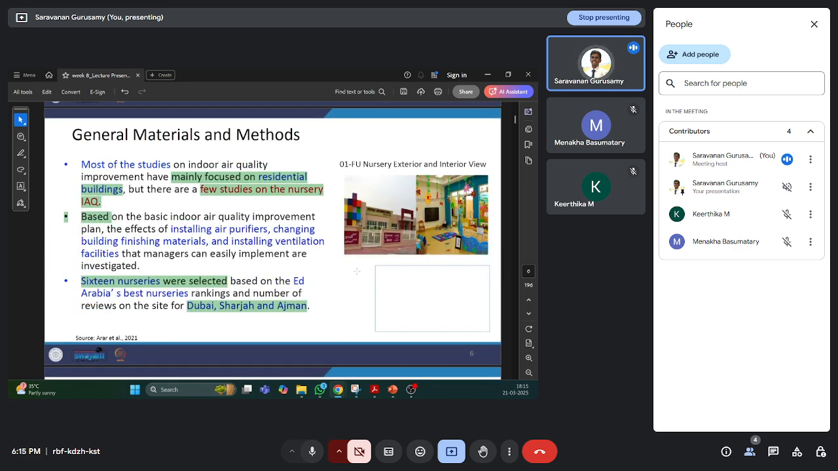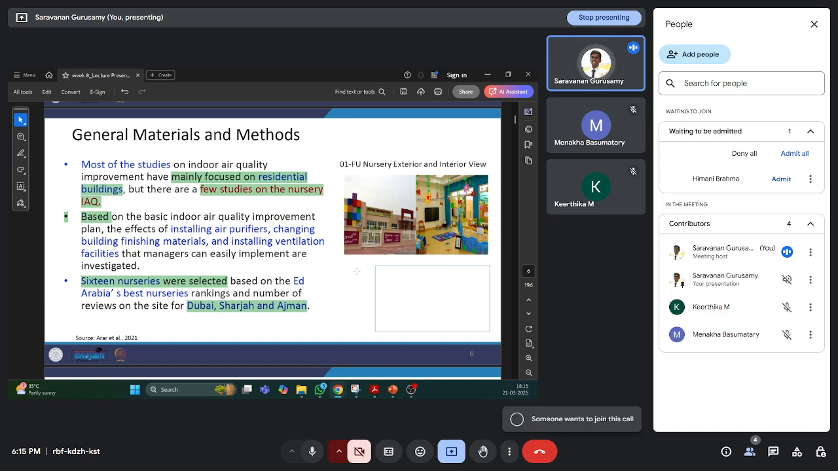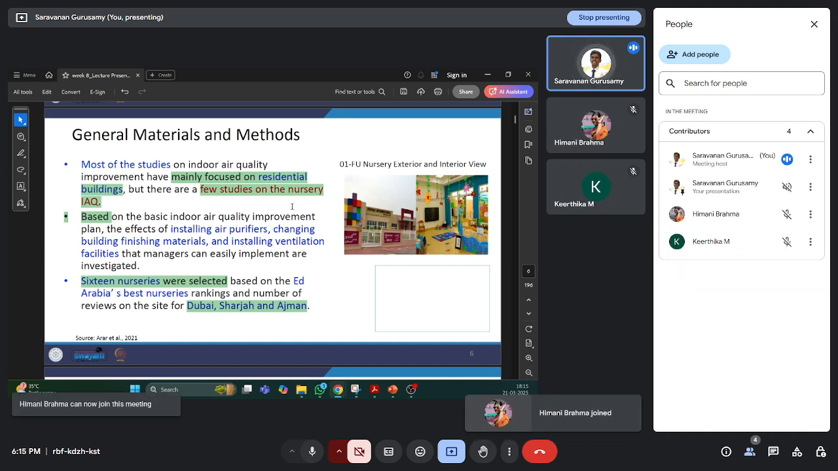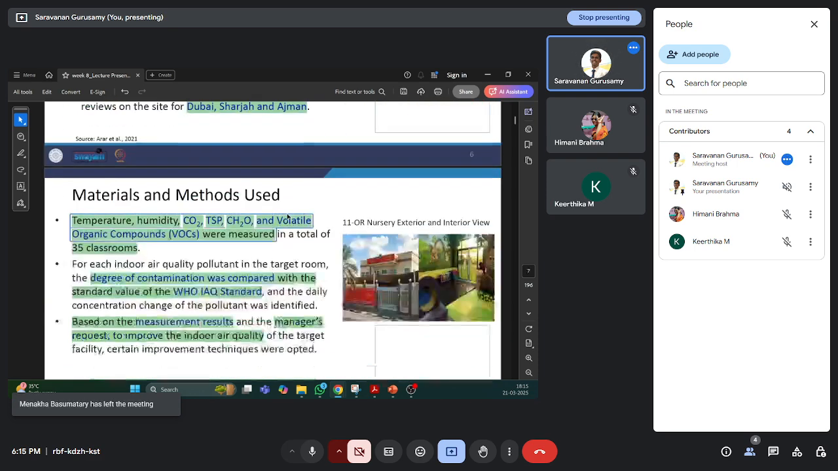Then most of the studies mainly focus on residential buildings, but there are few studies on nursery IAQ. That is why they took this into consideration. The improvement they can do is by installing air purifiers, changing building finishing materials, and installing ventilation facilities. So 16 nurseries were taken for the study in Dubai, Sharjah, and Ajman.